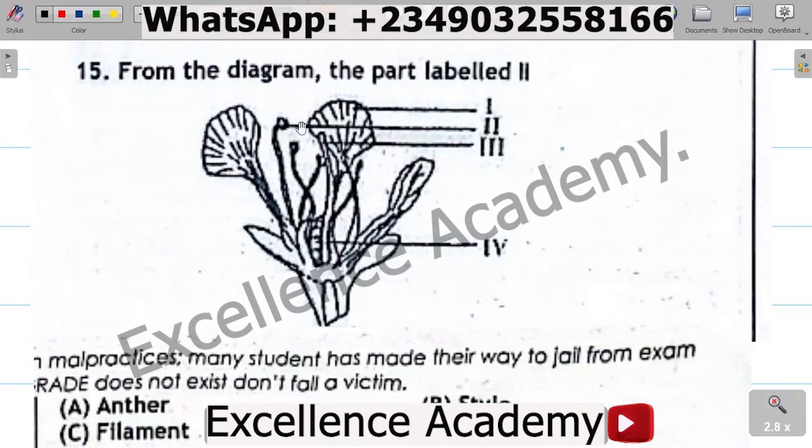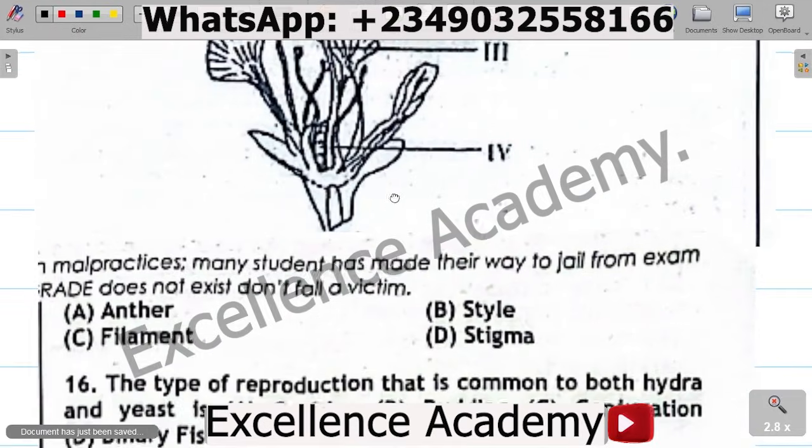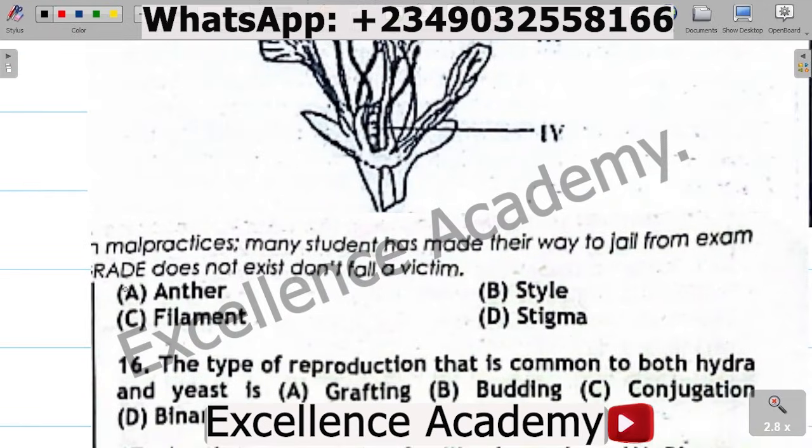Question 15. From the diagram, the part labeled II is... Okay, this is a diagram showing the parts of the flower. And they said the part labeled II is the anther. A. Anther. B. Style. C. Filament. D. Stigma. So the correct option is A.